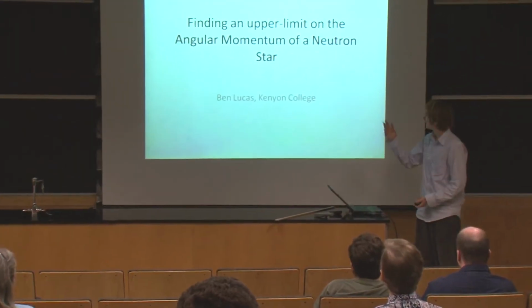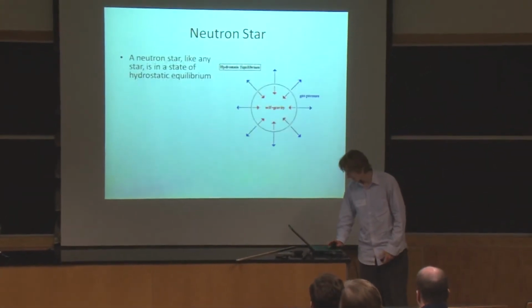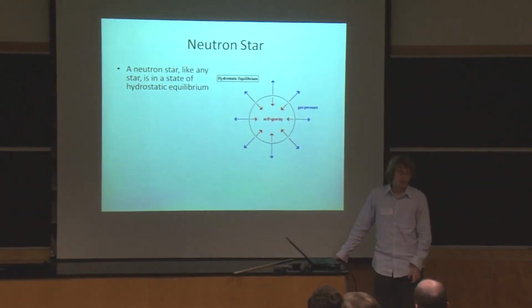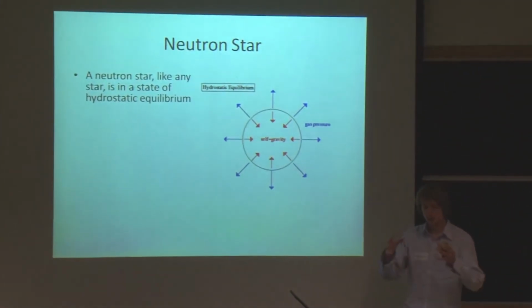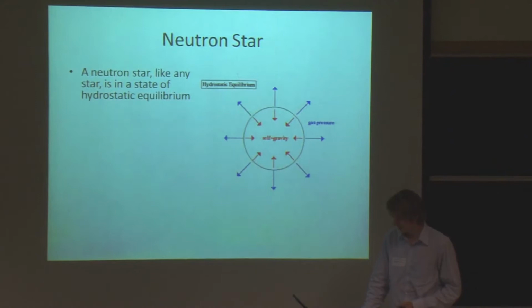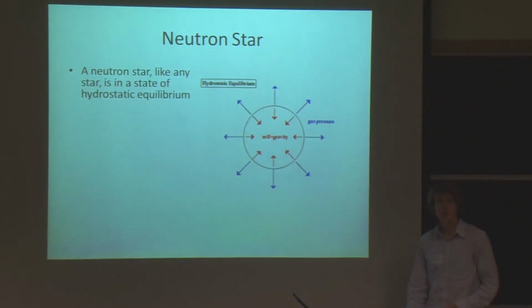So the project is finding an upper limit on the angular momentum of a neutron star. A neutron star is the remnant of a massive star after a supernova explosion. Like any star, it's in a state of hydrostatic equilibrium, which basically means that the inward pressure of its own gravity is counteracted by some sort of outward pressure. In the case of the sun, the outward pressure is thermal energy.